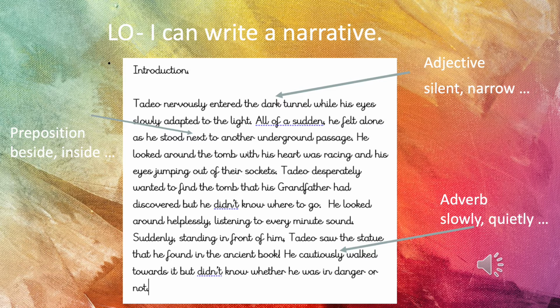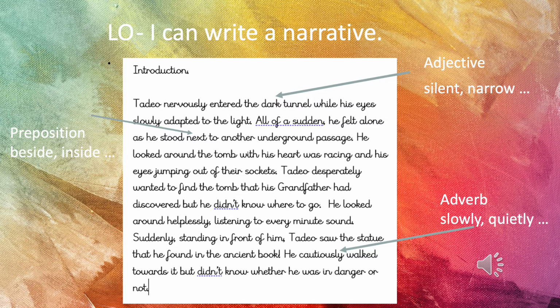So at the top, I've got the arrow pointing at the adjective dark for dark tunnel, and now I'm looking at different words to replace them with, such as silent, narrow. Over on the left-hand side, I found a preposition, next to, as he stood next to another underground passage. And then I've looked at other options to replace it, vary it, to improve it, like beside, inside. Can you think of others?